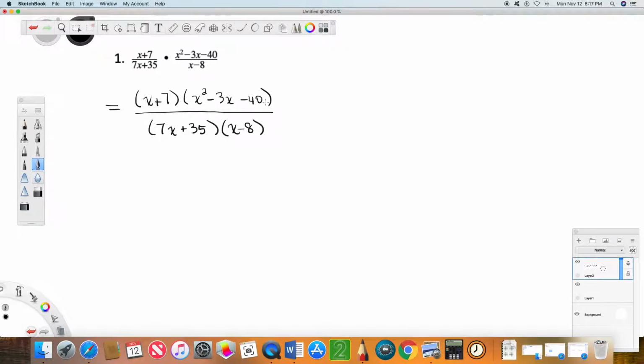factor this trinomial. So we'll go off to this side and do the x method. And we'll also factor this 7x plus 35. Both of these are divisible by 7. So let's come over to the side. And this x squared minus 3x minus 40. If we can rewrite that in factored form, then we might be able to see that there are some common factors in the denominator that might cancel.